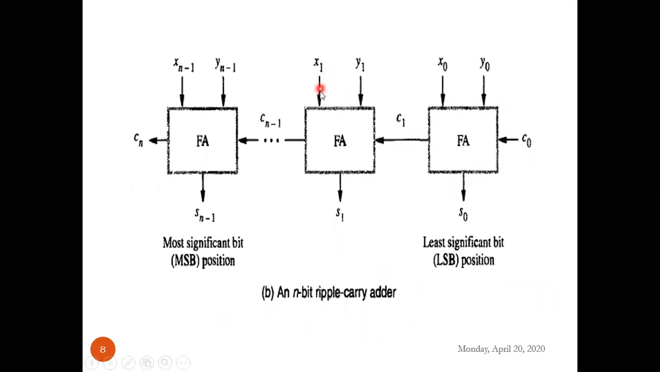In this stage, again I have an input x1, y1, some s1, and carry c2 to the next stage, and so on. This diagram, what you are seeing here, is a general n-bit ripple carry adder. And the reason for calling this a ripple carry adder is that my carries are rippling through the cascade. I hope this is clear.